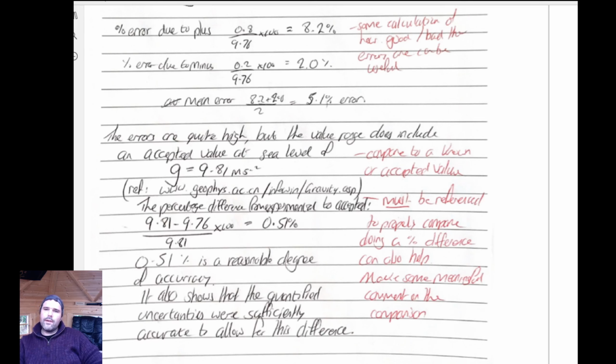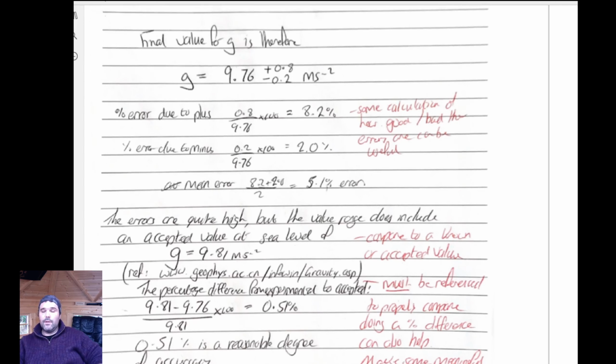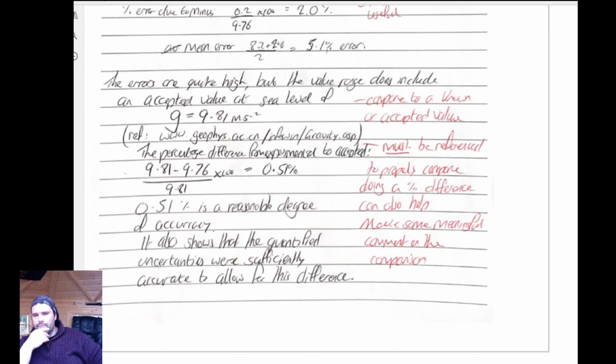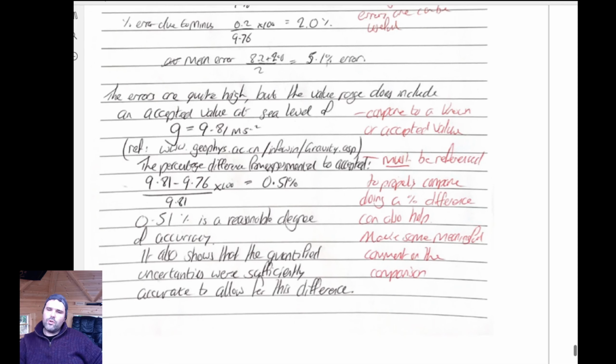So within the range of answers that our 9.76 plus 0.8 and minus 0.2 covers, 9.81 is in there. So it is close to the real answer. But you can then comment on how big is the percentage difference, is it significant? How big is the percentage error? The sort of average error here was 5.1%, which is a bit over 5%, so it's not brilliant, but it's not horrendous. Just some sort of comment like that.